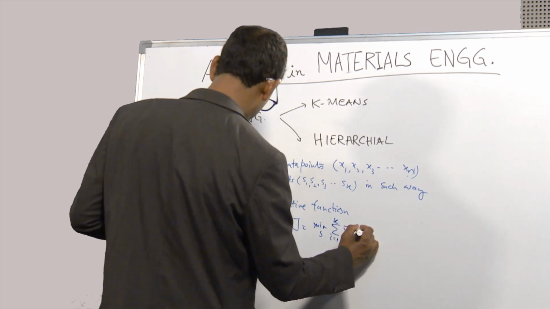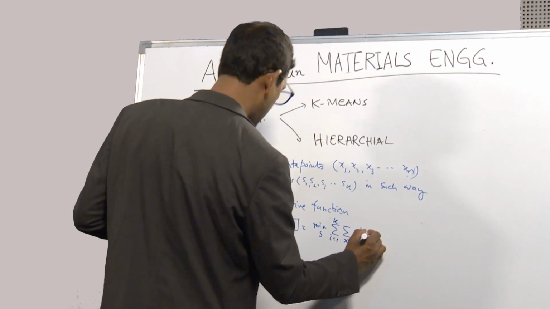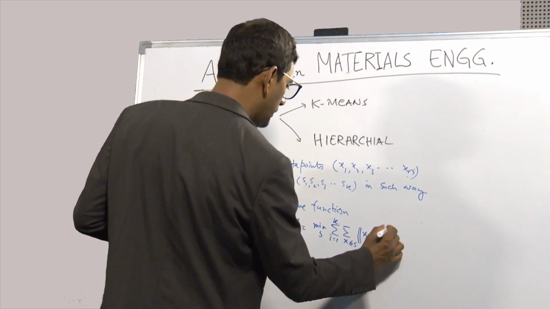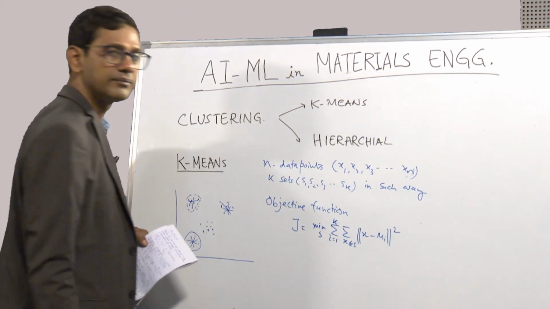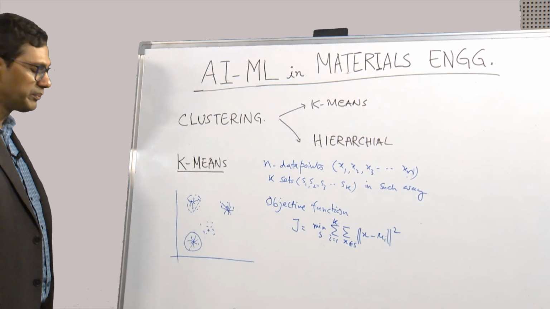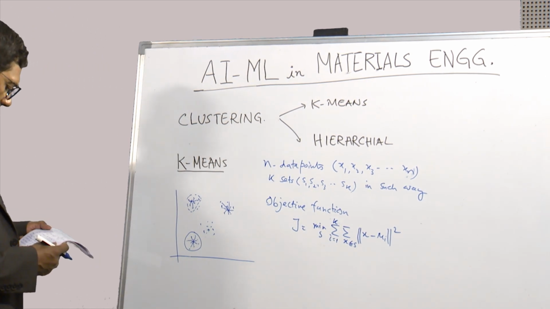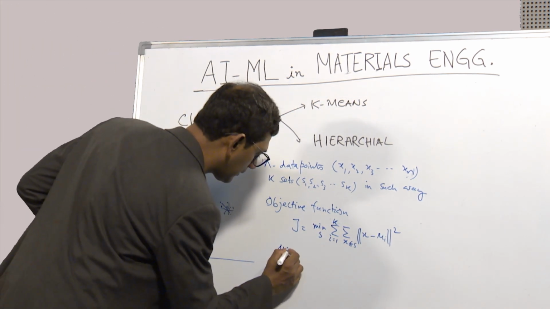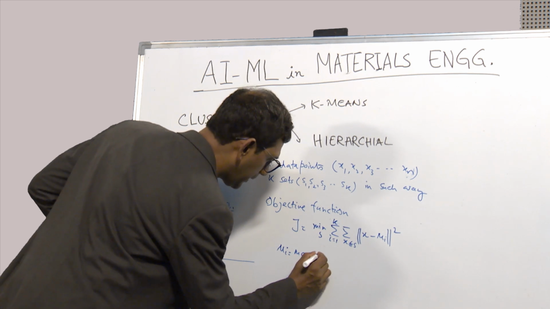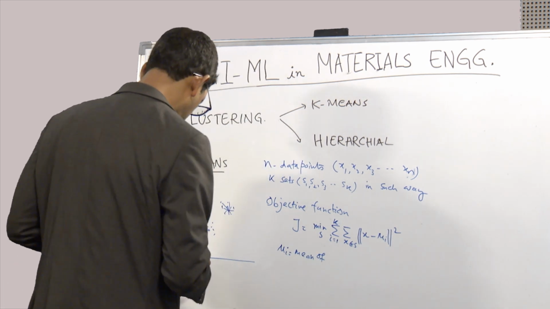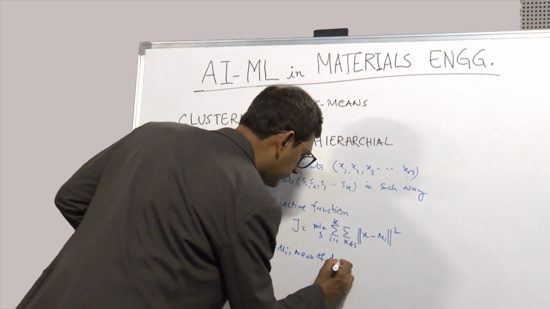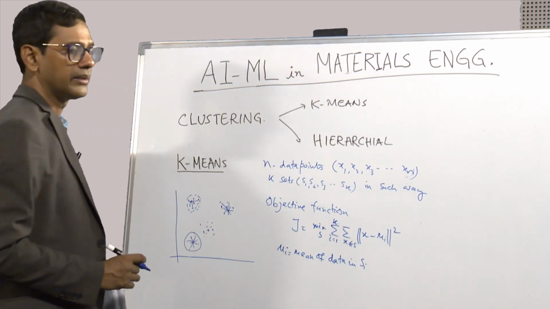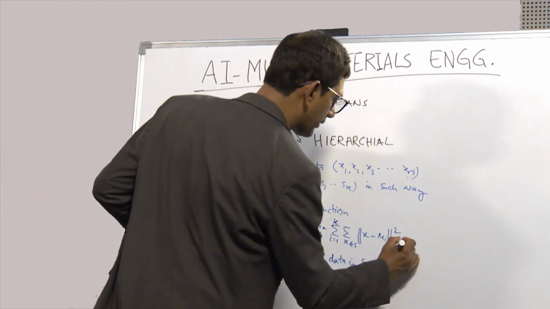Then how do you do it? Very simply, we measure distance, absolute distance x minus mu i whole square, correct. And what is mu i? Mu i is nothing but the mean of data in any set Si.